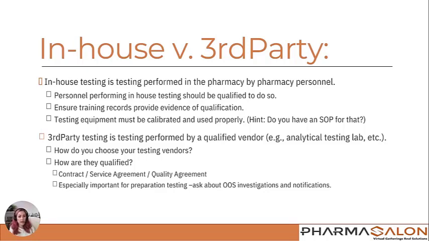You also want to look at your contract or service agreement or quality agreement if you have one. These are especially important when you're doing preparation testing. That way you can have some sort of process set up with that third party for what happens when there's an out of specification result. How do they notify you? What's the time frame for notification? And will they provide you with a copy of their investigation should they obtain an OOS result?